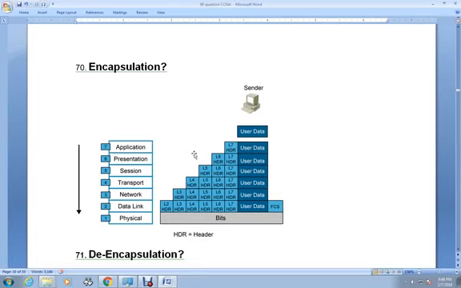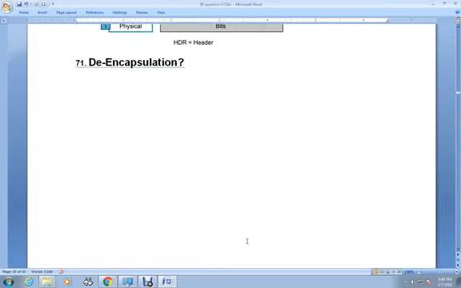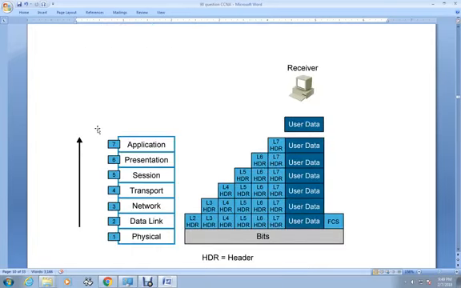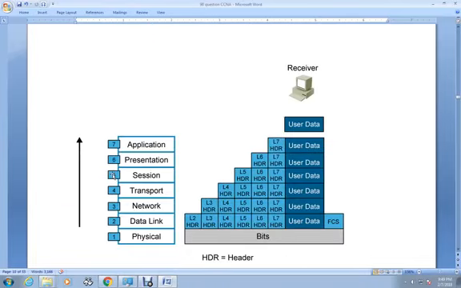So this is known as encapsulation, adding some headers or information by the layers while forwarding to the next layer. Similarly, guys, we have what is de-encapsulation basically. So this is encapsulation and this is de-encapsulation.